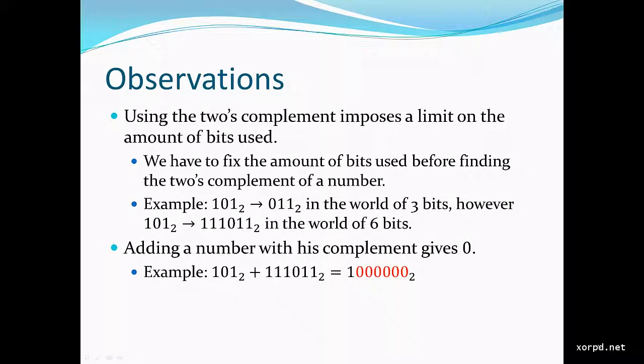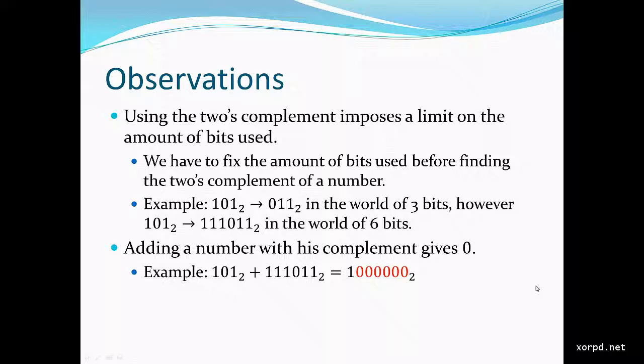Some observations regarding the 2's complement. Using the 2's complement imposes a limit on the amount of bits used. That means we have to fix the amount of bits used before finding the 2's complement of a number. For example, let's look at this number, 101 in base 2. It will turn into 011 in the world of 3 bits if we invoke the 2's complement operation. However, it will turn into 111011 in the world of 6 bits. So it does matter. We have to make our choice in the beginning.